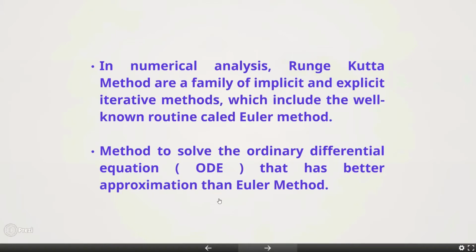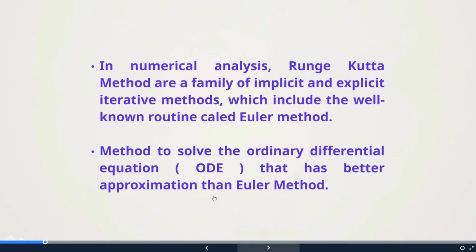So it's basically to solve the ODE more accurately than the Euler method. We are fine with the fourth order approximation.